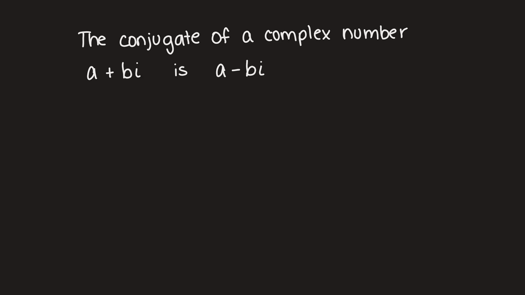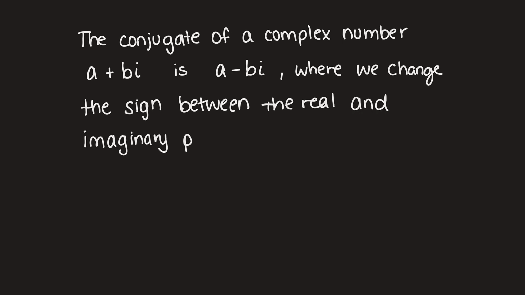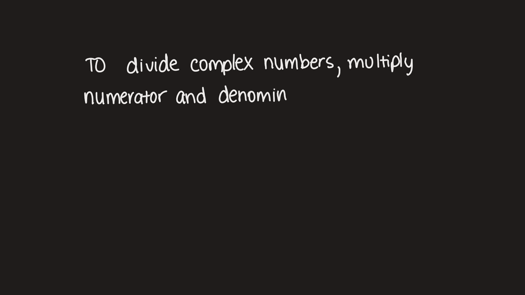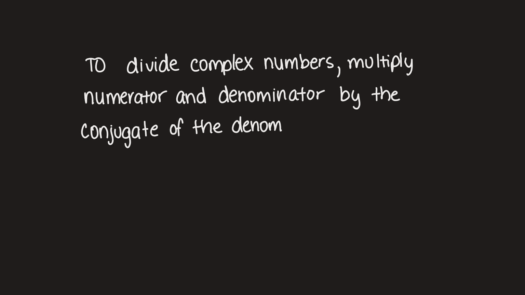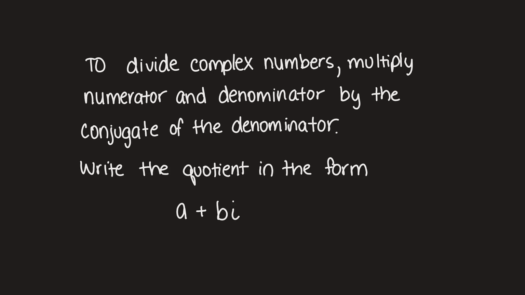The conjugate of a complex number, a plus bi, is a minus bi, where we just change the sign between the real and the imaginary parts. So to divide complex numbers, we multiply the numerator and the denominator by the conjugate of the denominator, and then we write the quotient in the form a plus bi. So let's try a few examples.